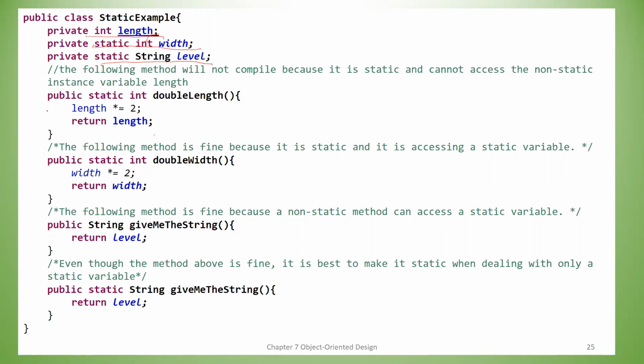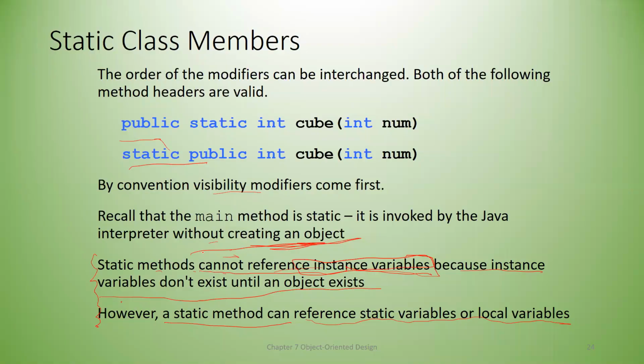And now let's look at this. Public static int doubleLength. This is a static method. And when you do this, you're referencing length, and length is a private int instance variable. It will not compile. This is wrong, because it's an instance variable and this is a static method. A static method cannot reference instance variables. That's what this means.